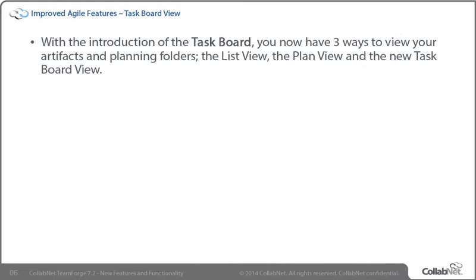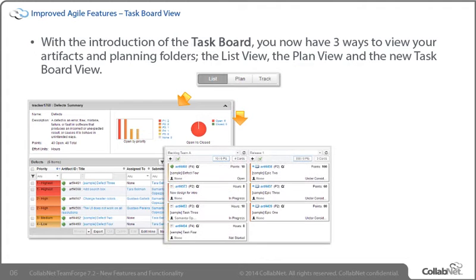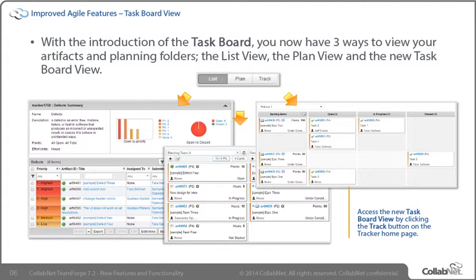With the introduction of the task board, you now have 3 ways to view your tracker artifacts and planning folders within the TeamForge tracker. List View, which gives you the familiar table of artifact values and retains all of its familiar capabilities and functionality. Plan View, which shows the artifacts in a planning folder hierarchy on the planning board. And the new task board view, which serves as a focal point for keeping the daily meeting focused on progress and obstacles.